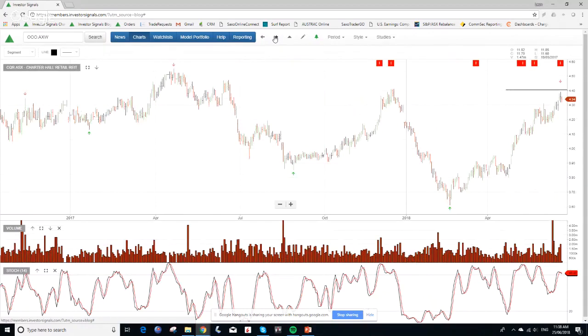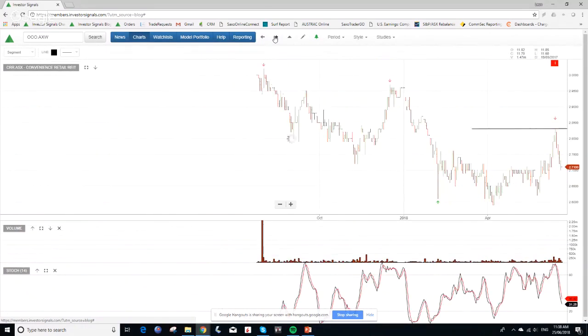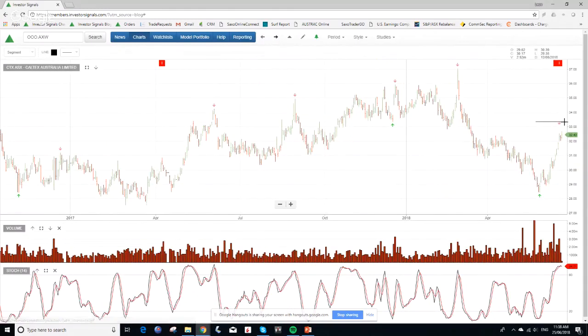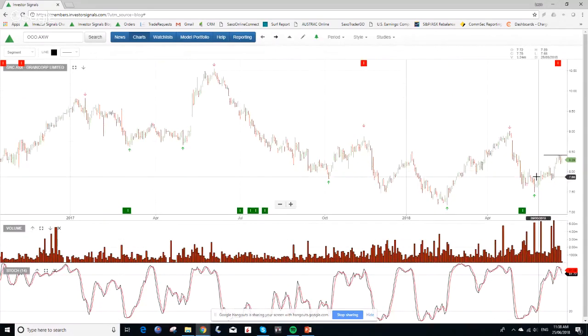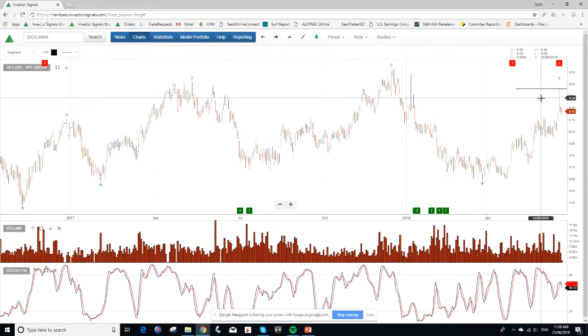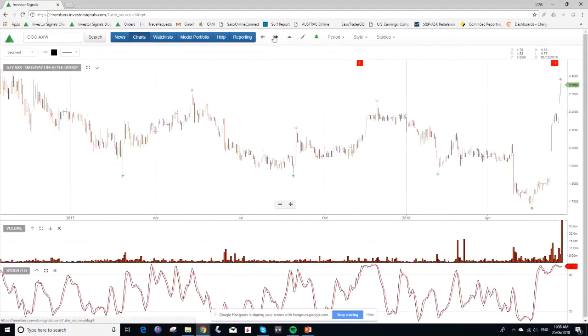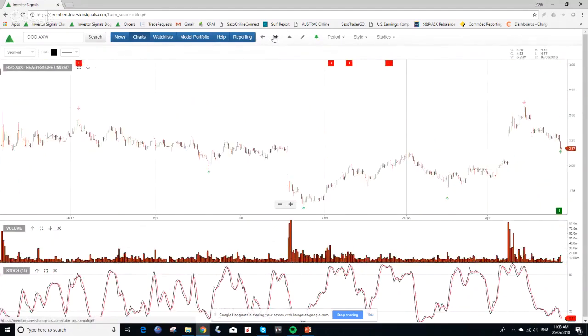Charter Hall Real Estate, so these are the yield sensitive names, so up against resistance. Caltex getting close to resistance between $32 and $34. GrainCorp, that was the stock that's removed from the model, and that was a profitable trade buying under this algorithm signal here and selling under this signal here. GPT up against resistance. Not doing anything on that one.